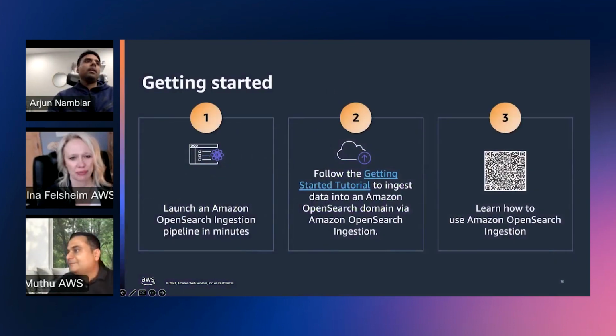So just as Muthu said, if you want to get started, get onto the console, create a pipeline. It's super simple. There are blueprints in there. The documentation is very detailed. It has 2 getting started tutorials, in fact. One is for trace analytics, one is for creating a log pipeline, to understand how that works, and there are multiple blogs that we published as part of the launch. So go over all that, and there is a ton of resources on the AWS side.